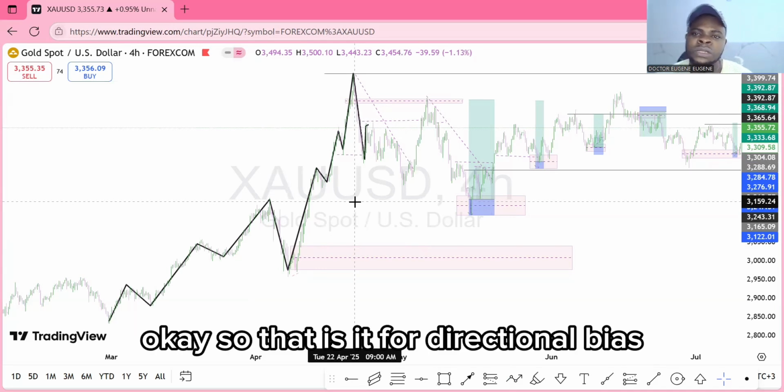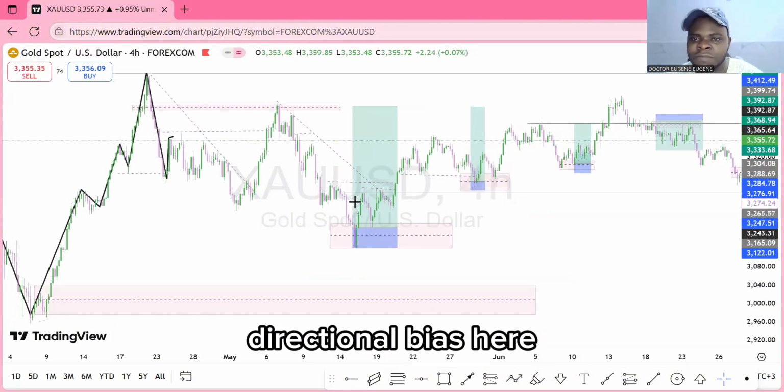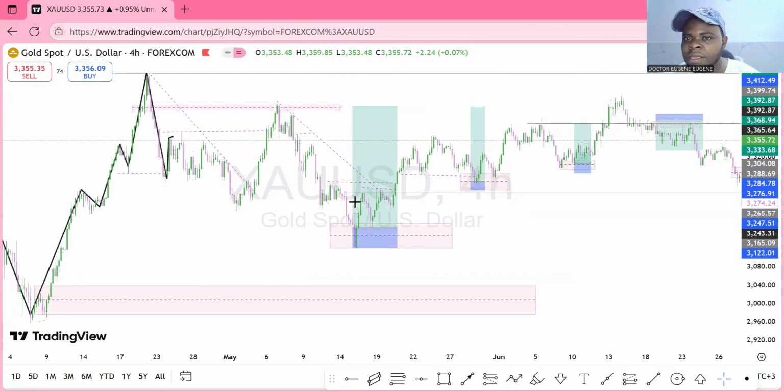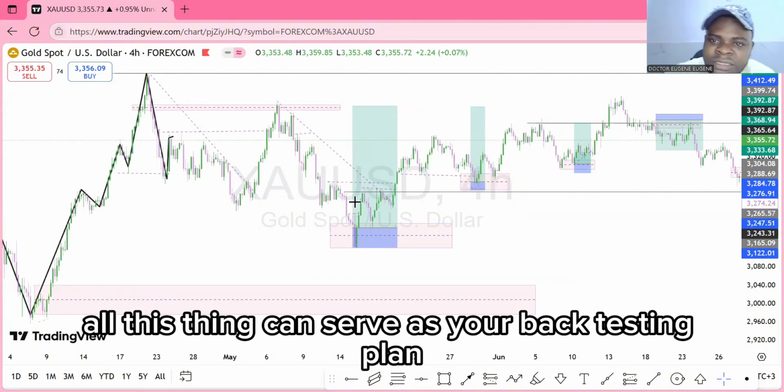So that is it for directional bias. I'm sure I've explained even more than directional bias here, because I also showed you how I'm able to cut all those trades. You can use this as your backtesting. All these things can serve as your backtesting plan.